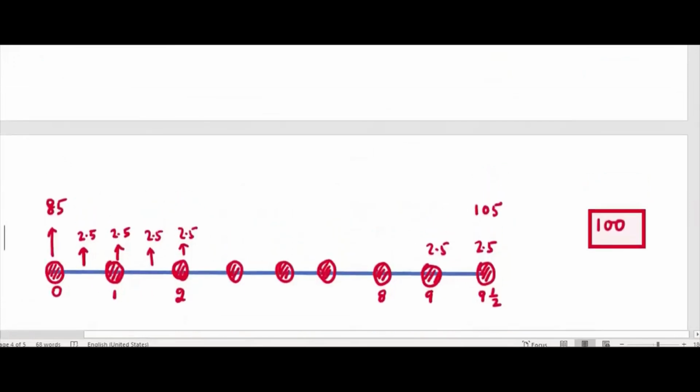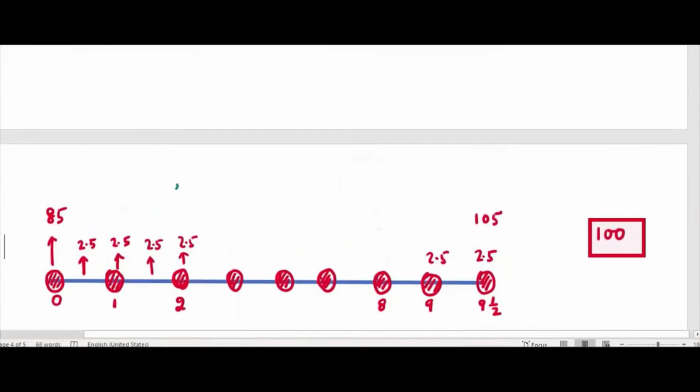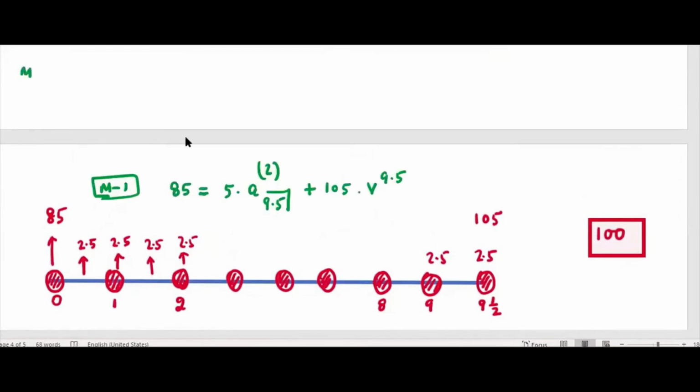Now, if you write the equation of value, it will be this: 85 is equal to, that is method 1 we say. This is method 2. In this chapter, we'll use method 2 frequently. However, let me write once again because annuities will come time and again. You write 2.5 a angle, 9.5 years, so 19 periods are there. We have taken period half year. And then you will have 105 v to the power 19. If you solve this equation, you get i.